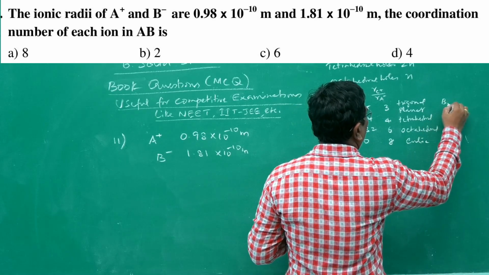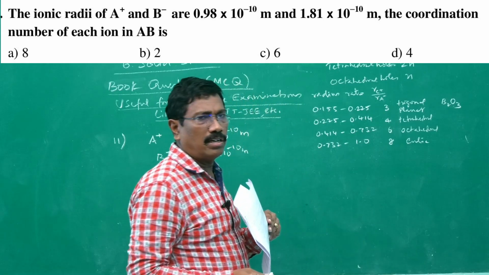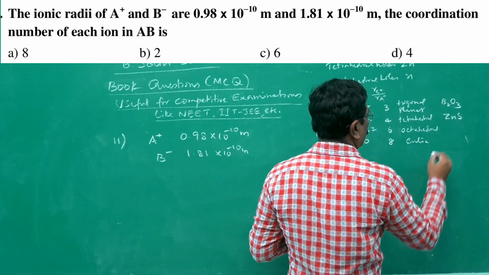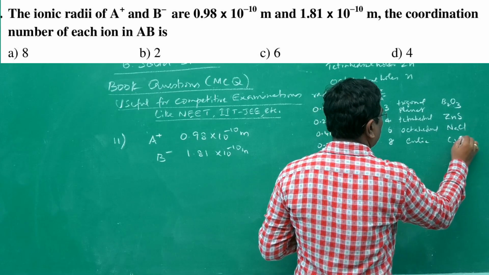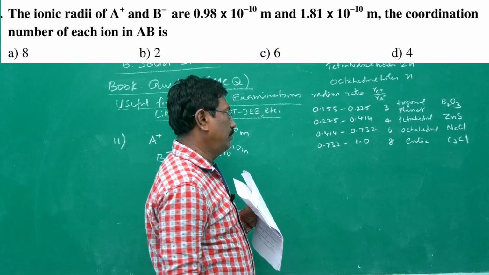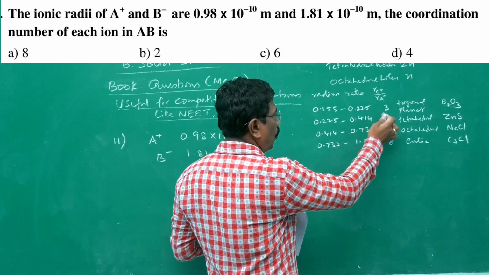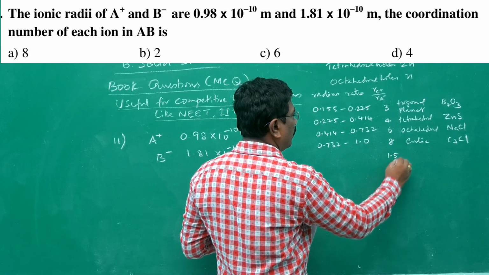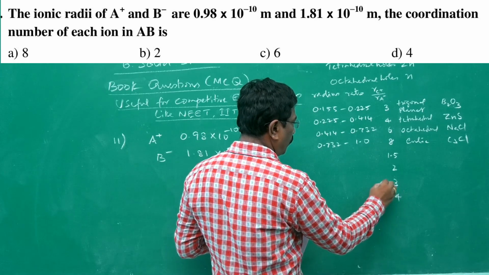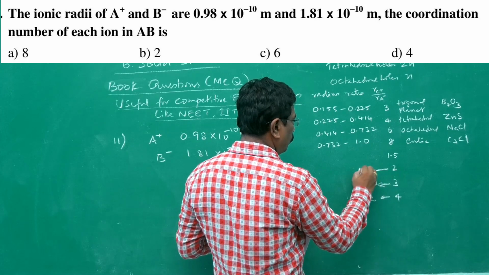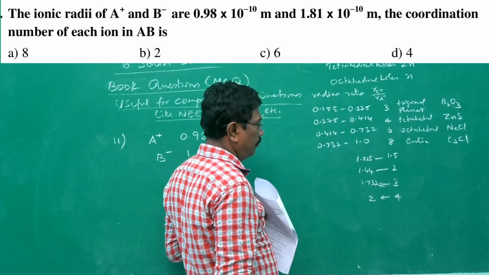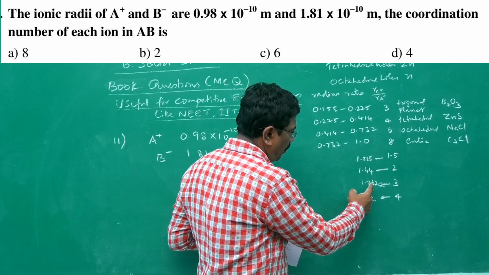Example may be B2O3 for trigonal planar, and then zinc sulfide for tetrahedral, sodium chloride for octahedral, cesium chloride for cubic. The values can be easily remembered also. How? Let me divide these coordination numbers by 2. You will be getting 1.5, 2, 3 and 4. What is the square root of 4? 2. Square root of 3? 1.732. Square root of 2? 1.414. Square root of 1.5? 1.225. Just subtract this number.